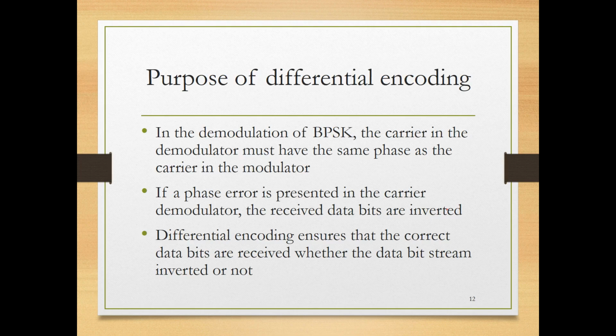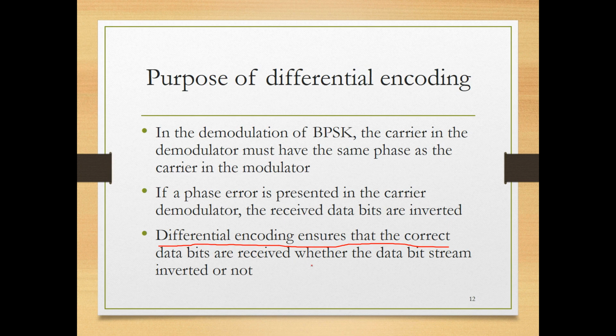What are the key advantages of differential encoding? We mentioned some of them, but in the demodulation of BPSK, for example, the carrier in the demodulator must have the same phase as the carrier in the modulator. I just mentioned that. If a phase error is present in the carrier demodulator, the received data bits are inverted if there is a single phase error. Differential encoding, this is the key advantage. You must highlight this and comprehend it.